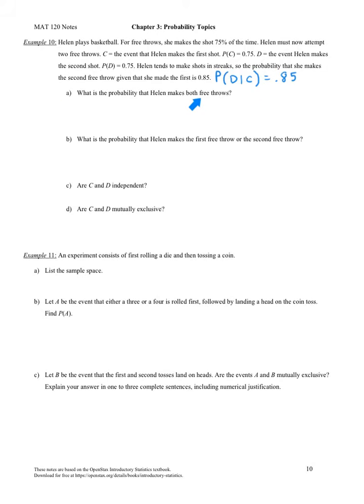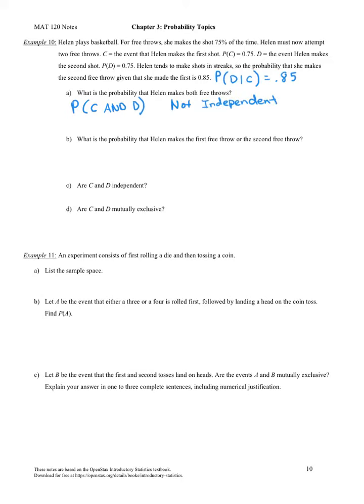What is the probability that Helen makes both free throws? In other words, we're asked what's the probability of both C and D occurring. Since we see the word "and" in there, we know that this needs to be the multiplication property. So the next question we ask ourselves, are these events independent? Well, it says here that she makes the shots in streaks, so they are not independent. If she makes the first shot, that's going to increase her chances that she makes the second shot.